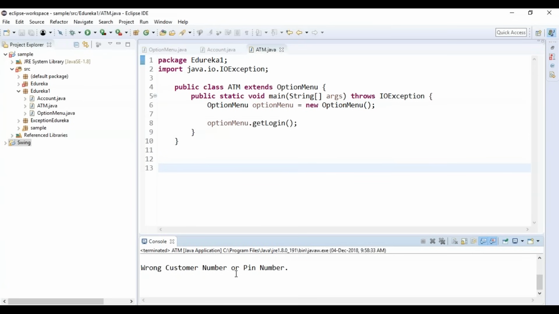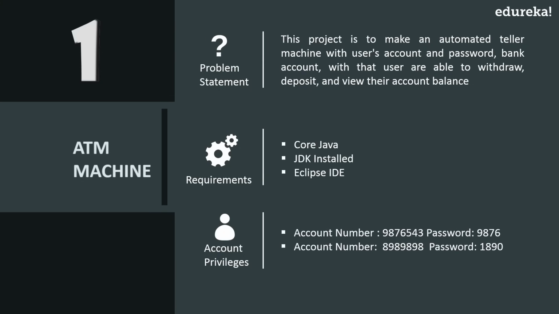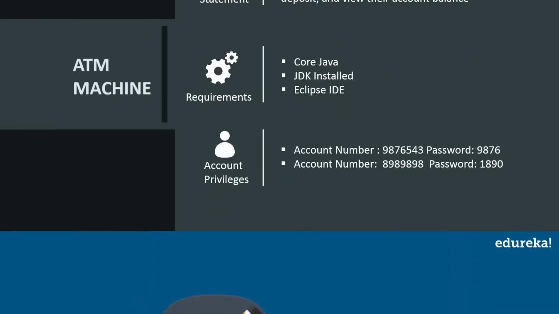If I enter something, it says wrong customer PIN or account number. As I have told, if I enter something else apart from numerics, it says invalid characters, only numbers. That is the exception that I have thrown. So this is all about the ATM project. I hope you understood it.